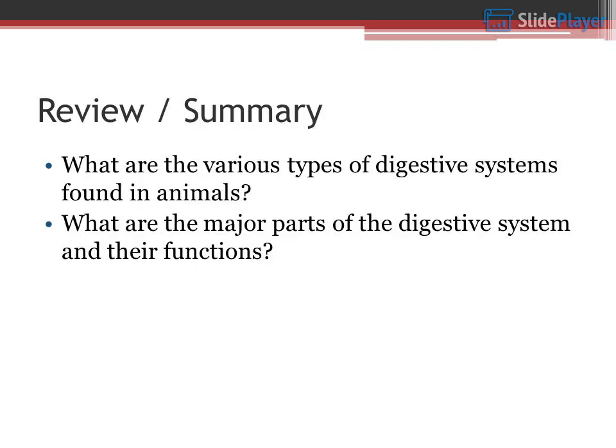Review, summary. What are the various types of digestive systems found in animals? What are the major parts of the digestive system and their functions?